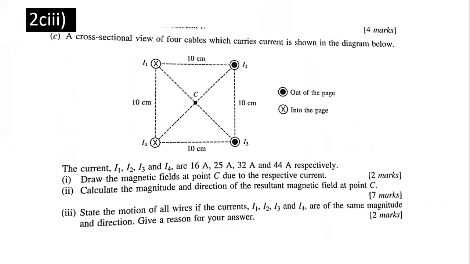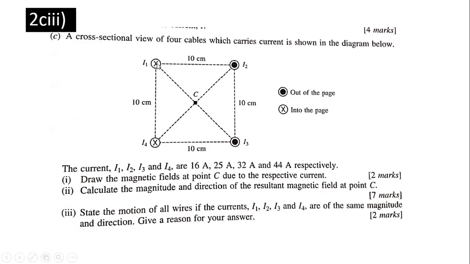Okay, so we have done that. Calculate the magnetic direction of the resultant field. We have done that, 1 and 2. Then it says state the motion of all the wires if the current I1, I2, I3, and I4 are of the same magnitude and direction. If they are the same magnitude and direction, give reason for your answer.